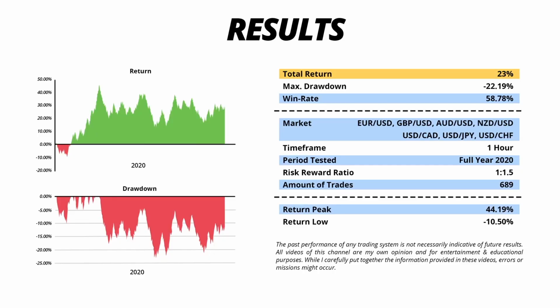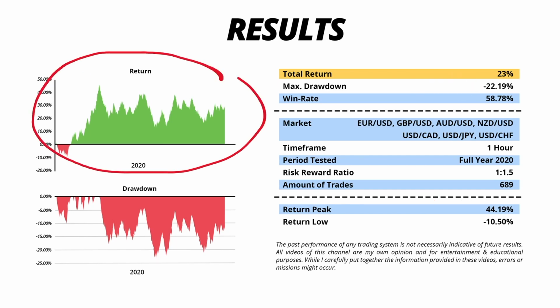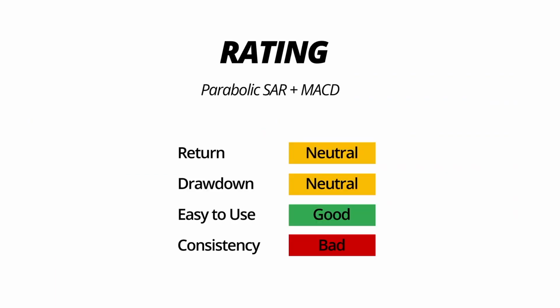Going over some of the other details, the Parabolic SAR and MACD strategy had its peak in terms of return at 44% during the year and a maximum drawdown of 22%. We can also see the strategy didn't produce a nice steady growth and the trading account fluctuated quite a bit during the year. Therefore, I'm giving it the following rating.